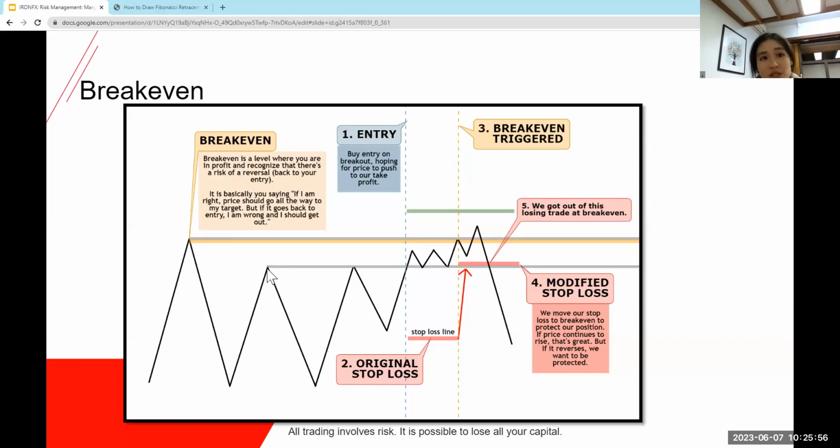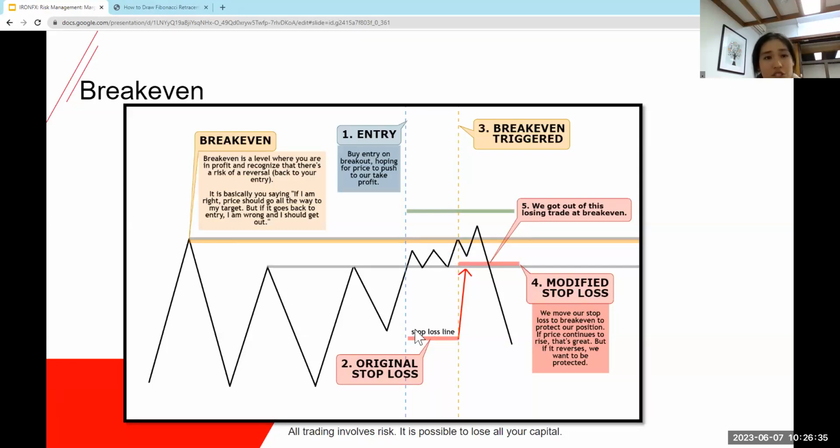So when I talk about multiple swing high, I'm not talking about this huge swing high here. I'm talking about these two. Okay, so we have these two swing highs. And this is our entry at this blue line. And we're hoping for price to push towards our take profit. Our take profit is over here at this green level. Okay, so now that price has broken out of this swing high resistance, we're expecting it to head towards our take profit.